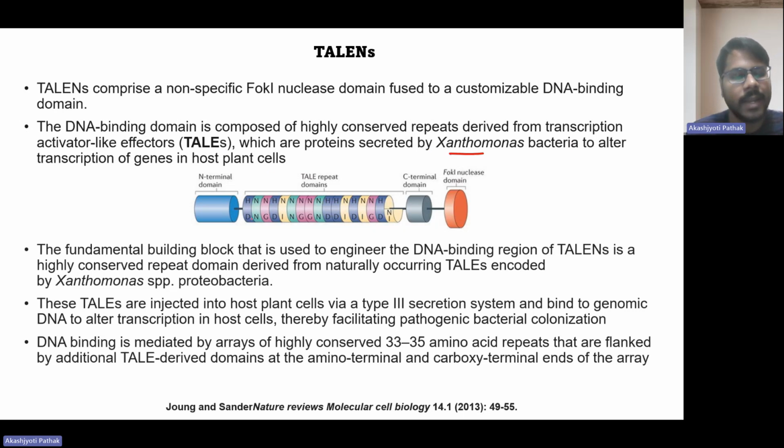So this DNA binding domain is where this protein will go and bind to the DNA that is conferred by this transcription activator-like effector. So you see here HD, NN. So we will understand what these are.